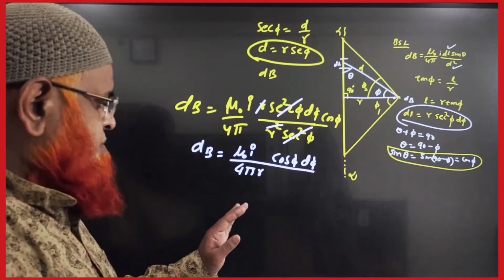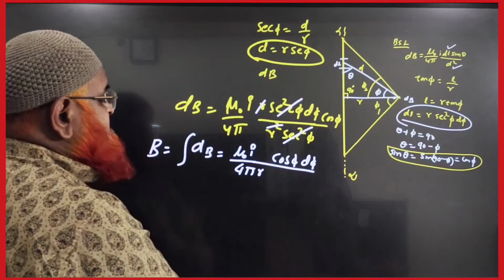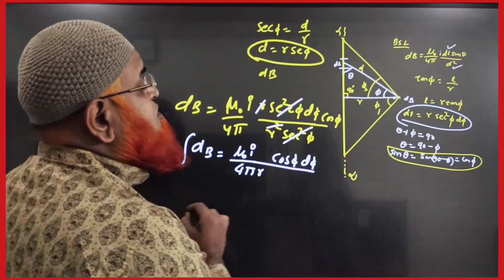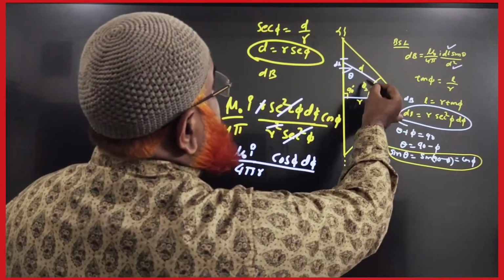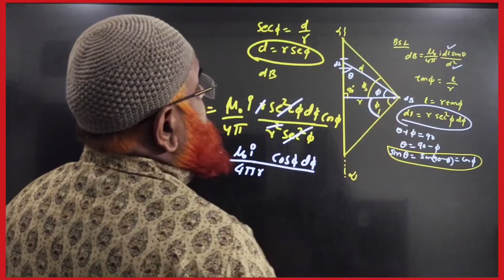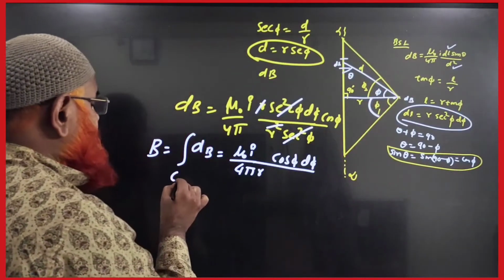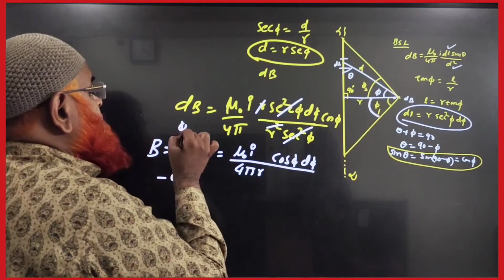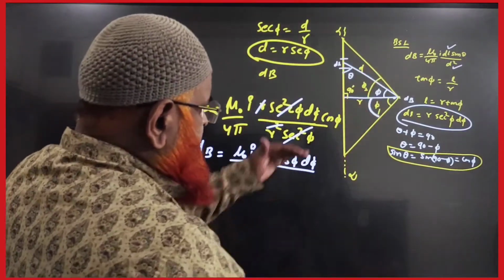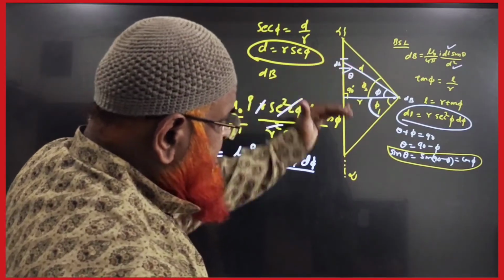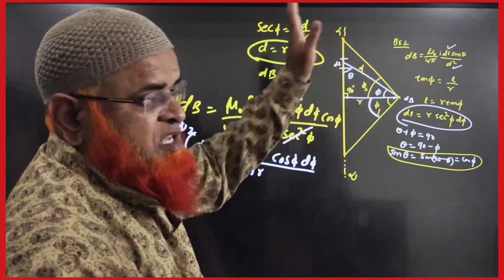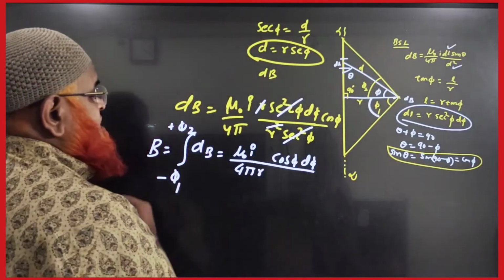Okay? Now I want B. B I want means I have to integrate. From where to where I have to integrate? Phi 1 downwards, phi 2 upwards. This is phi 1, that is phi 2. So limits are from minus phi 1 to plus phi 2. Why minus phi 1? If you imagine this to be origin, downward it is minus phi 1, upward it is plus phi 2. Okay, so these are the limits now.